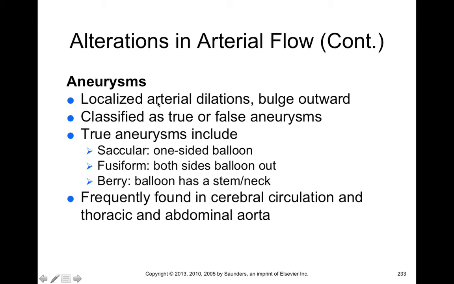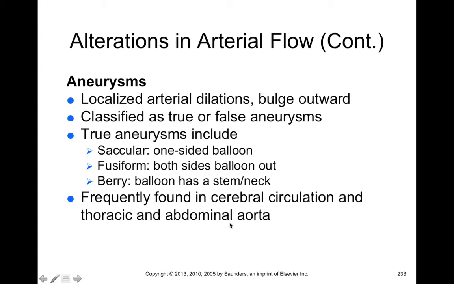Aneurysms are local arterial dilations where arteries can bulge outward. They can be classified as true or false aneurysms, which we'll go into more detail in future chapters. But true aneurysms include different forms like saccular, fusiform, or berry, which just refers to what these aneurysms look like. Aneurysms, for whatever reason, are common in the cerebral circulation as well as the thoracic and abdominal aorta.